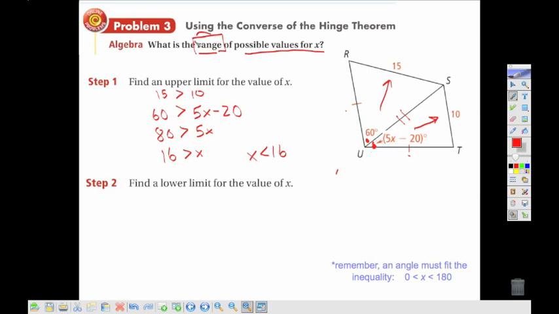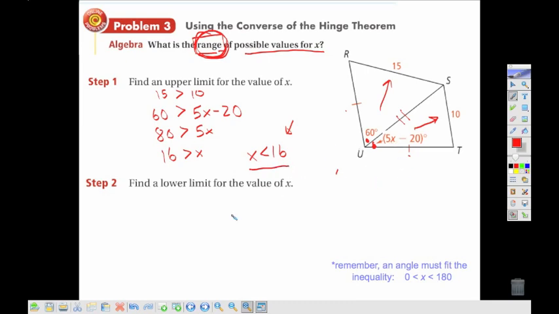Now, let's go back to this word range here. Why did they say the range of possible values? Because this is the information that our hinge theorem gave us. Well, we need to remember that an angle needs to be between 0 and 180. Sometimes in these problems we know that x is greater than something, and so we have to find the other end. In this case, we know that it has to be smaller than 16.